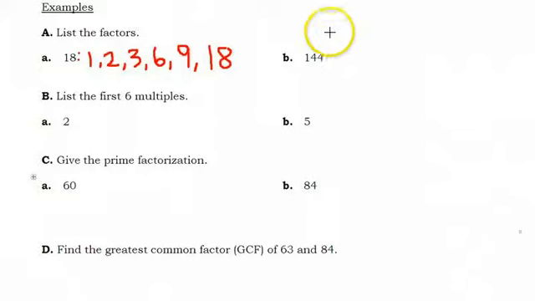I'm going to list these out for 144. There are a lot though, so I'm going to kind of write them. 1 and 144 will make 144. And then I'll try 2. 144 divided by 2, that's 72. So that works. We'll try 3. 144 divided by 3, that's 48. So 3 and 48.